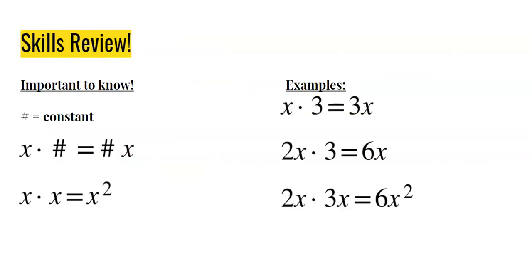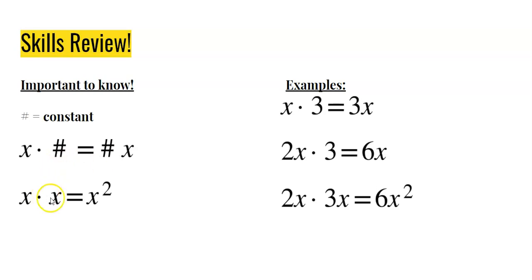So first things first, the skills review. Now the number symbol is just going to represent a constant. As a reminder, a constant is a number without a variable. So 9, 12, 200, negative 15. All those are examples of constants. Now if you're multiplying a variable by a constant, you will just attach those two together. Since they're not like terms, you can't really multiply them. So you'll just write the constant x. Keeping in mind that when a number is touching a variable, there is an implied multiplication operation going on between them.